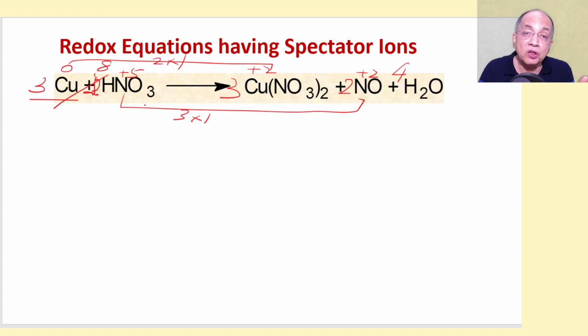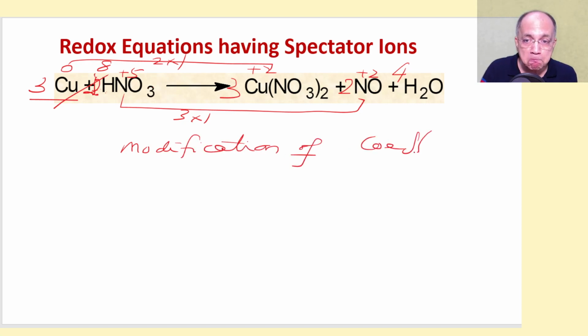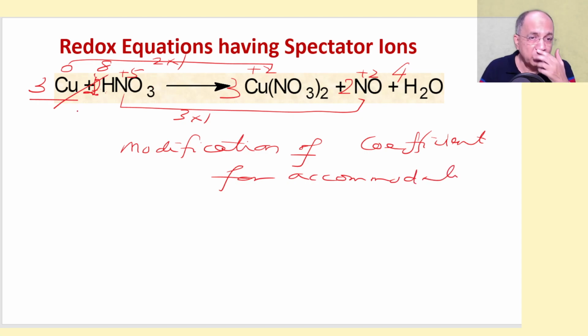Now this is what we call the modification of coefficient, where we need to make modification of coefficient for accommodating spectator ion. First we wrote 2, but we modified to 8. 2 plus 6, 8, to accommodate the spectator ion.